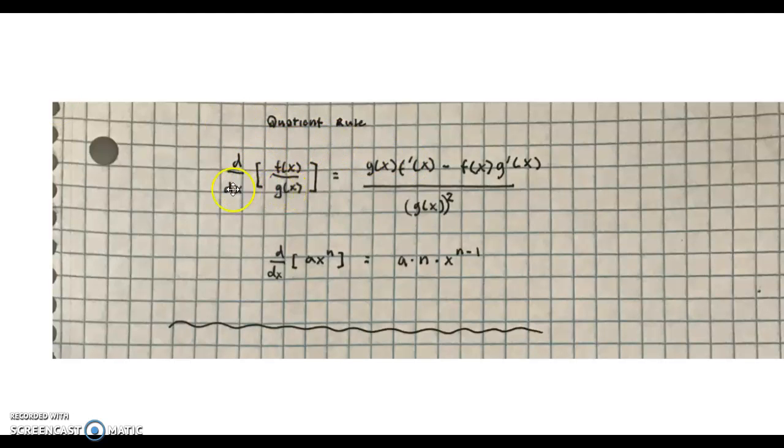It states that the derivative of f of x over g of x is equal to g of x times the derivative of f of x minus f of x times the derivative of g of x, over g of x squared. And here I have the formula for the differentiating.